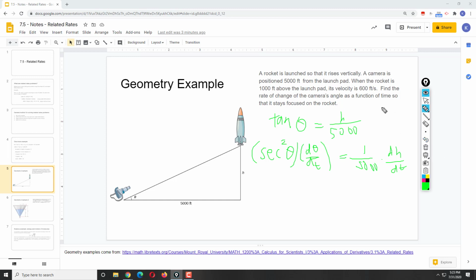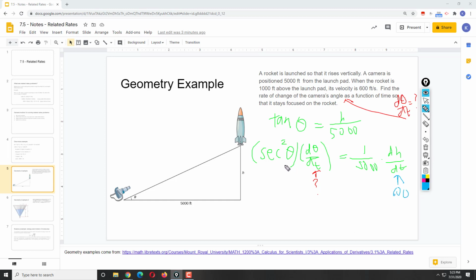Next, we plug in what we know. We're looking for d theta over dt, the rate of change of the camera's angle. That one is okay if we don't know it, because we're solving for it. We're told that the rocket is moving up at 600 feet per second, so that has to be dh over dt. That's 600.